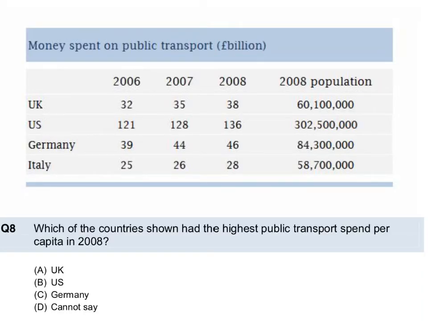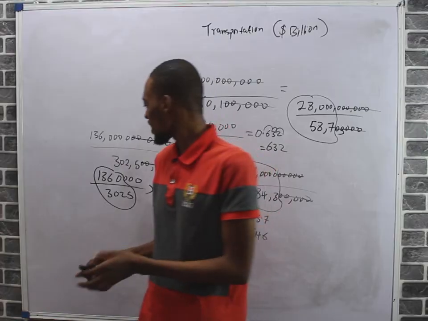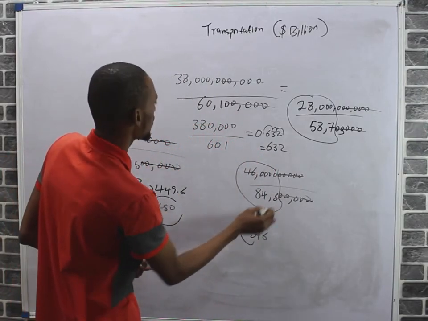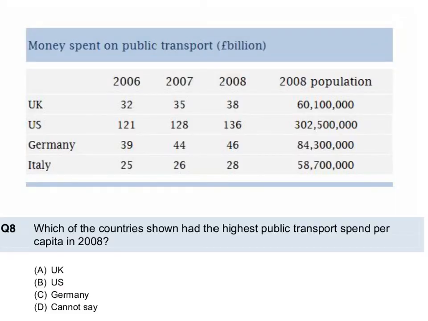Italy is not even in the option. Let's look at this. Which is bigger? This guy is obviously bigger. So the country which had the highest public transport spend per capita is UK. So let's look at the next question.